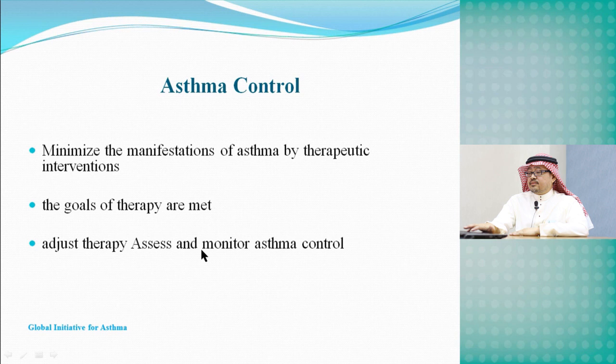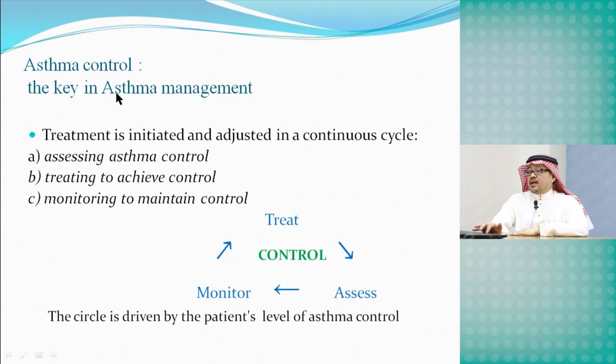So asthma control is now the key in asthma management, starting from 2012 and forward. The treatment is initiated and adjusted in continuous cycles. It is a continuous procedure mainly to assess asthma control, treat to achieve control, and monitor to maintain good control. And this cycle is driven by the patient's level of asthma control.